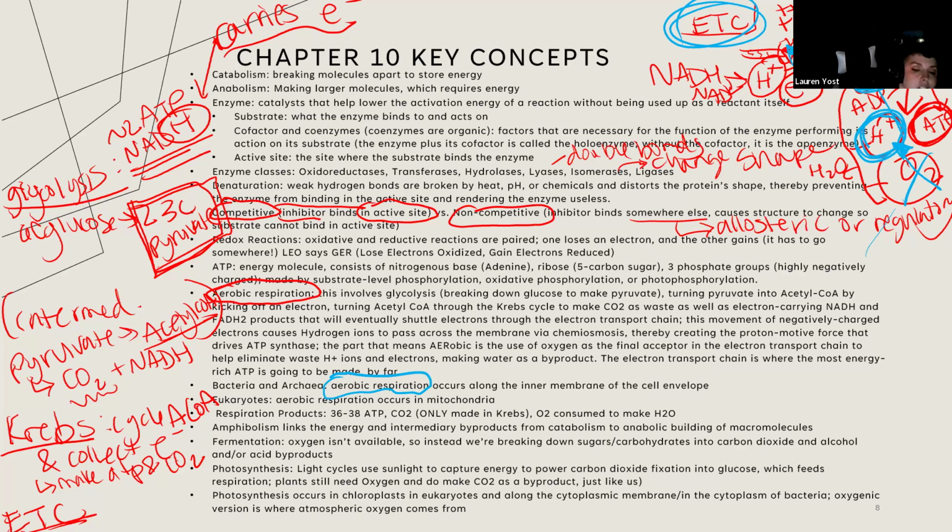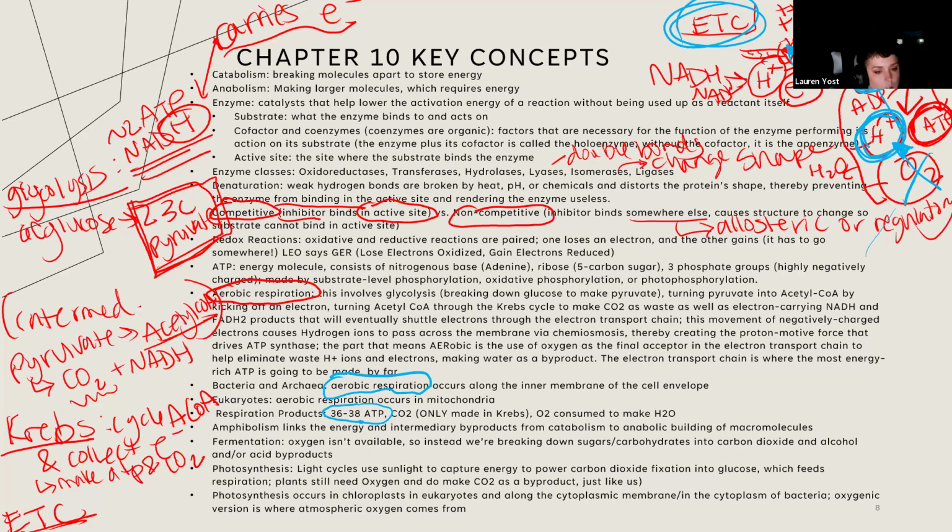We will make anywhere from 36 to 38 ATP. If you have mitochondria, you'll make 36. If you don't have mitochondria, if you're bacteria and you're just doing this on your cytoplasmic membrane, you'll make 38. The reason that you have 2 less ATP if you have mitochondria is because you have to move products in and out of the mitochondria, and that costs you some energy when you do that.